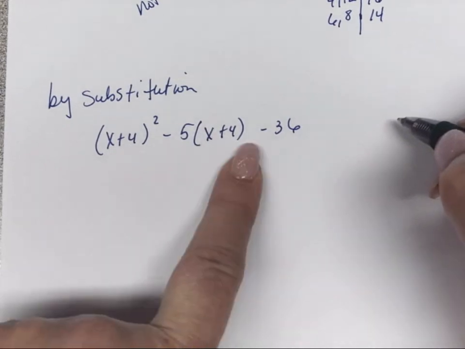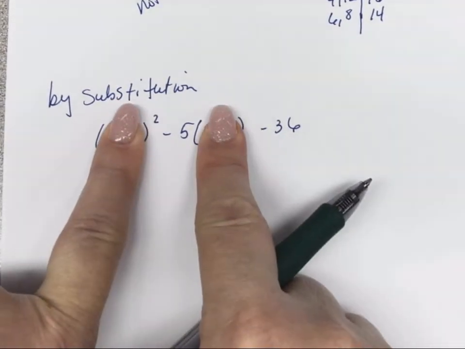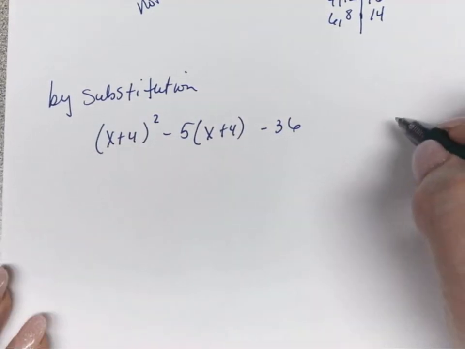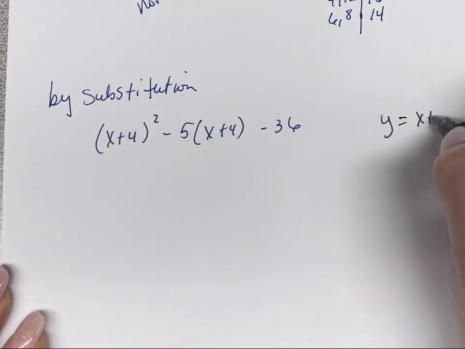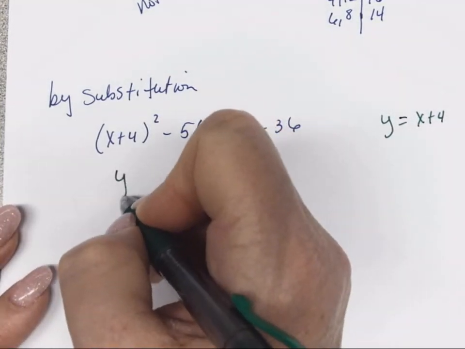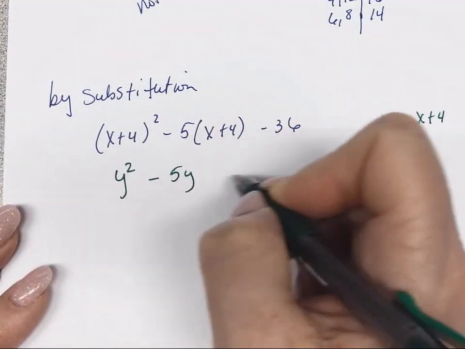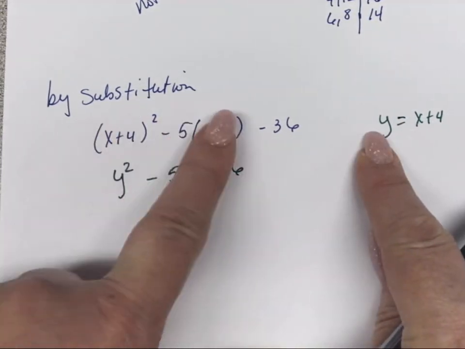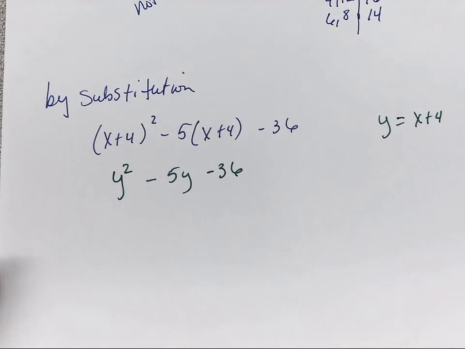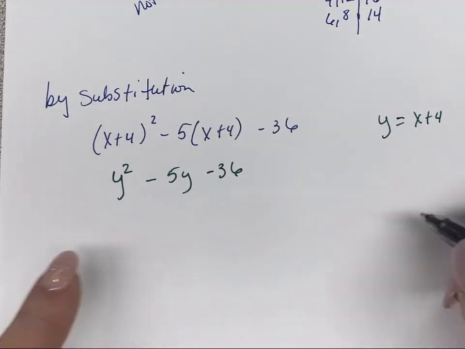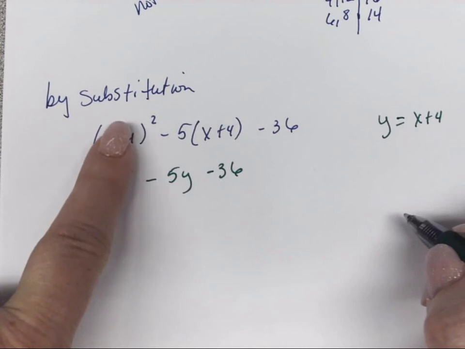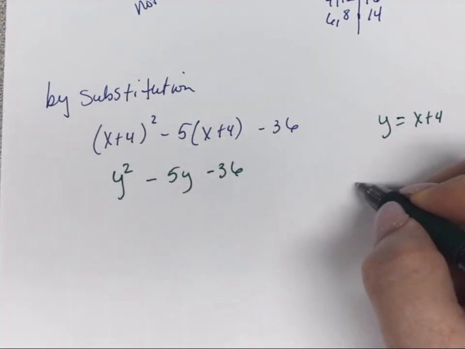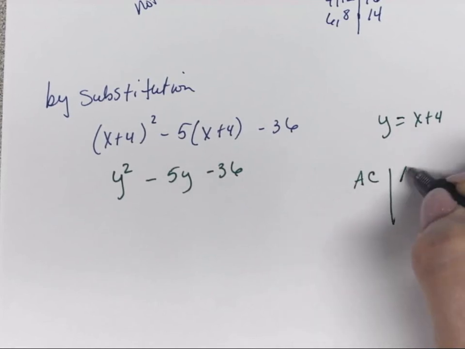So I'm going to notice that this is like an x squared, a negative 5x, and a negative 36. I don't want to use x because it's already in there. So I'm going to say that y is equal to my x plus 4. So this will get me y squared minus 5y minus 36. So I've just substituted y to make it a little bit easier. And you notice it keeps the exponent of the squared. All right, so let's do our AC, getting us to B.